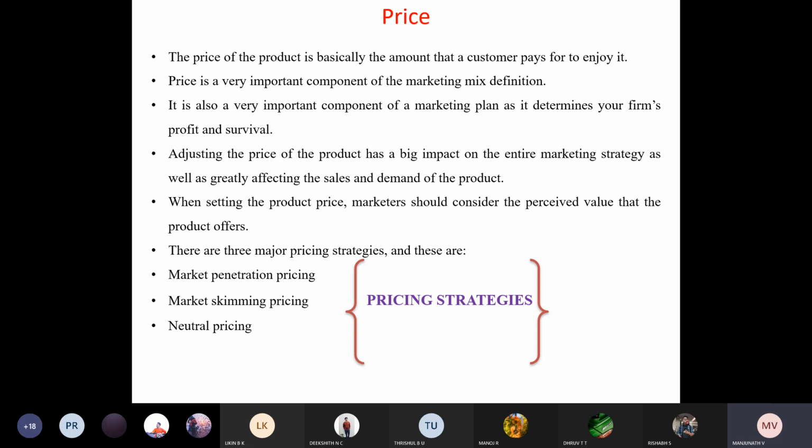Any other examples? Hello? Any other examples, please? Give me examples for this penetrate pricing. Joy is okay. Ola, OLX, Gillette, smartphones.